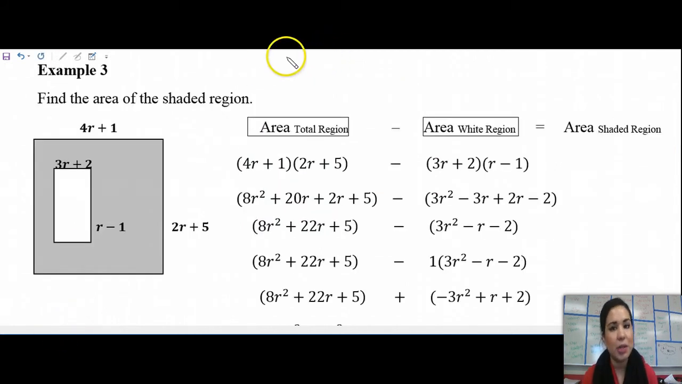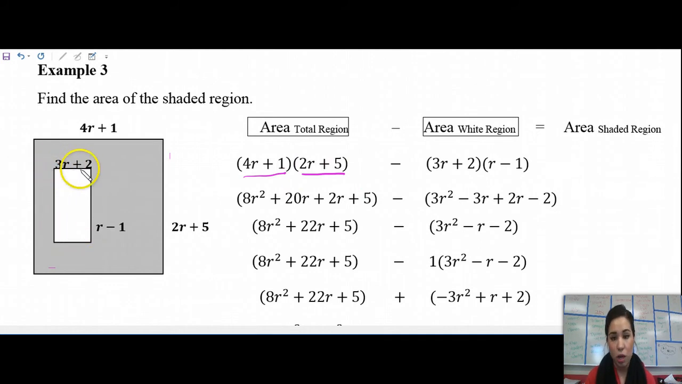Okay, so now let's take a look at example 3. Now, if you notice, example 3 is slightly different because now they have it drawn as a shaded region, and it's a little bit of geometry combined with algebra. So they want to know what's the area of the shaded region. Well, first of all, let's talk about how I would find the area of this rectangle here. Well, it's just going to be base times height. So in this case, the area of this big rectangle is going to be 4r plus 1 times 2r plus 5.